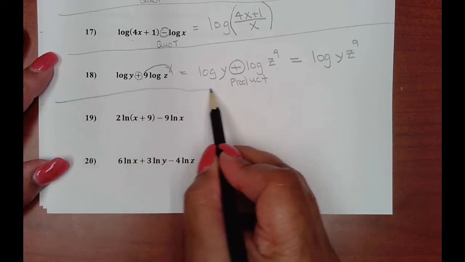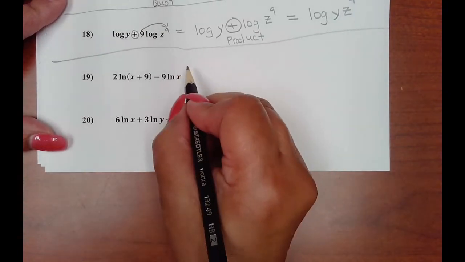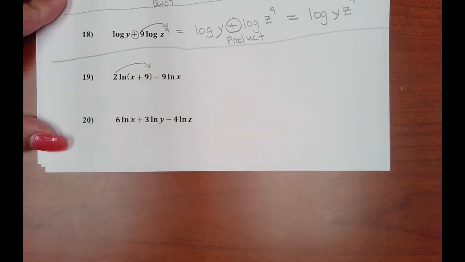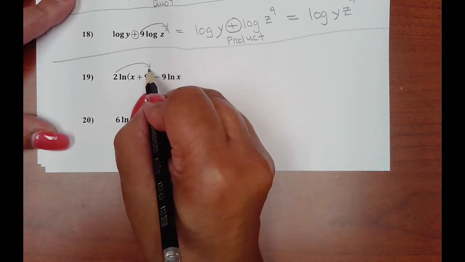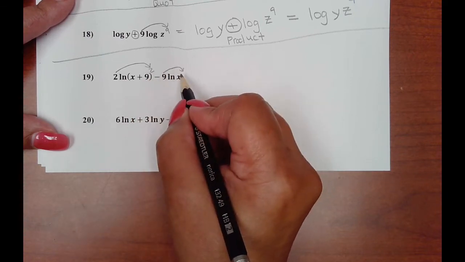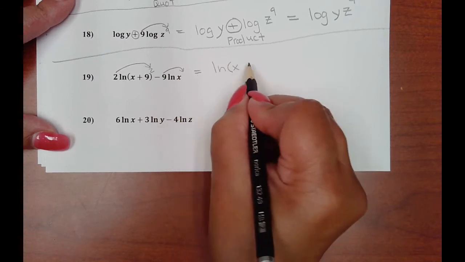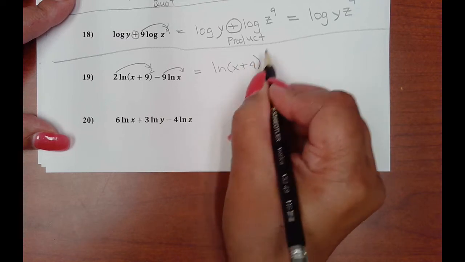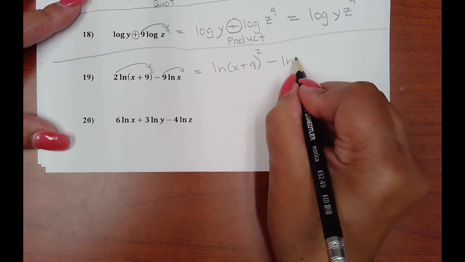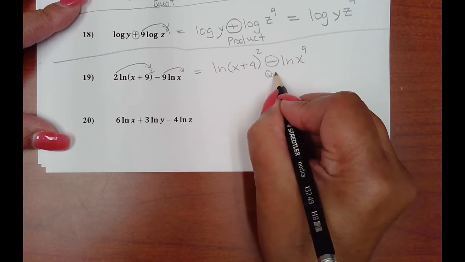Okay, moving to 19. In 19, I see that these both have powers. I'm going to swing them both. They both have coefficients, so that means they both used to be powers. I'm going to swing the 2 back up here and the 9 back up here. Do not take the negative with it. You just swing the powers back up here. So this is what I'm looking at: ln of x plus 9 to a power of 2, that used to be a power, minus ln of x to the 9th. Now put them together as a quotient.